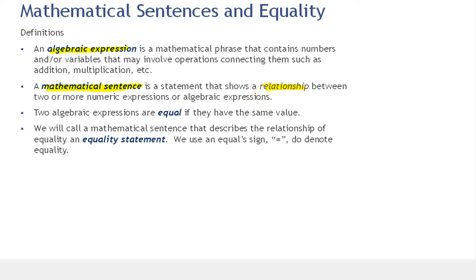algebraic expressions. We say that two algebraic expressions are equal if they have the same value, and we will call a mathematical sentence that describes the relationship of equality an equality statement. So we use an equal sign to denote equality. Okay? So here are some basic definitions, and again, we're going to look through examples, and this may not have a lot of meaning for you now. We look at them, we review them, and then make sure you refer back to these definitions later once you have a better feel for what they're representing through examples.